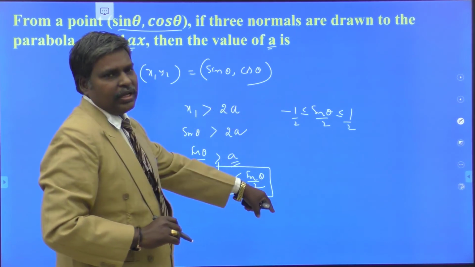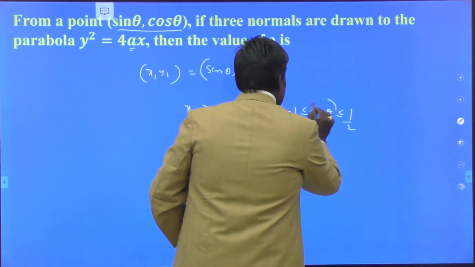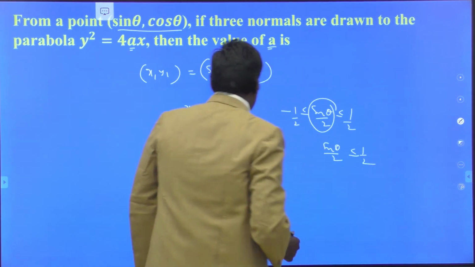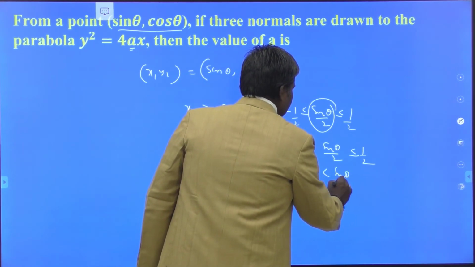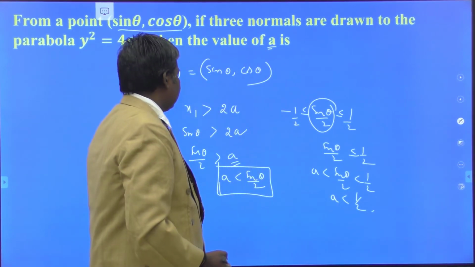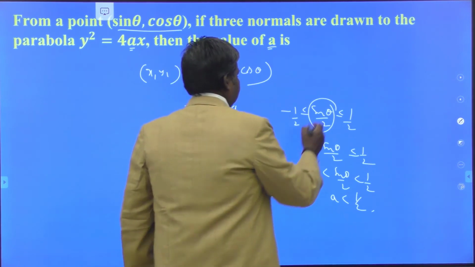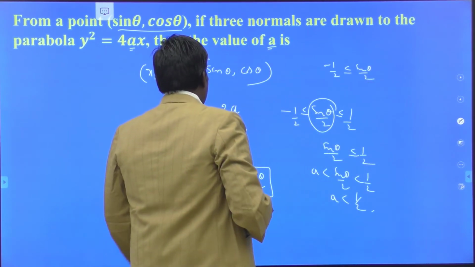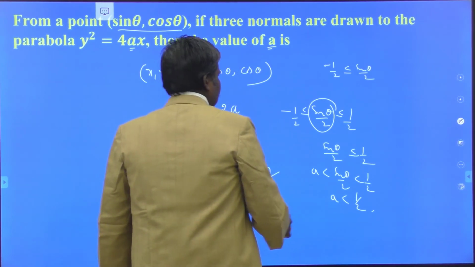Okay, x1 greater than 2a. From this condition itself we can write the range of a. Sin theta by 2 is less than or equal to 1 by 2. So a is less than sin theta by 2, which is less than 1 by 2. Therefore, your a value is less than 1 by 2. In the same manner, minus 1 by 2 is less than sin theta by 2. From that, you can write the range of a.